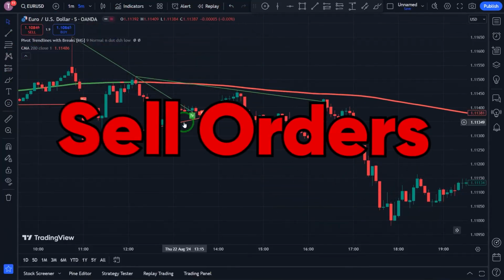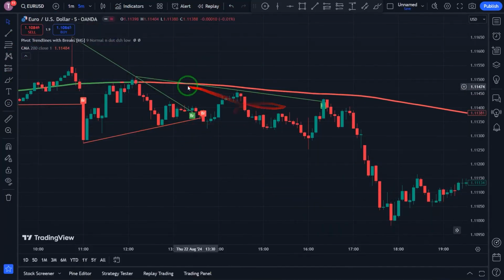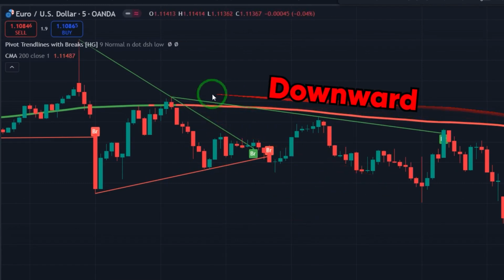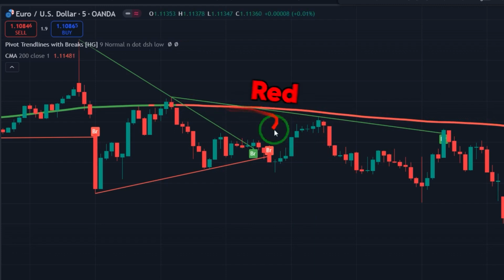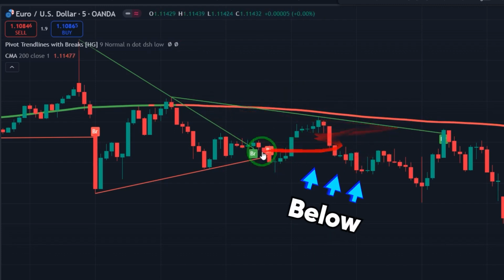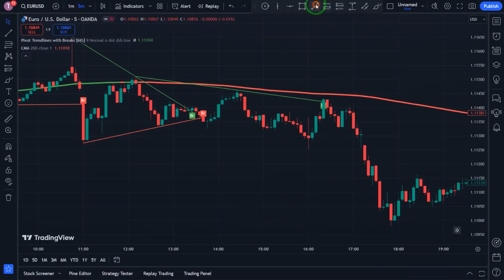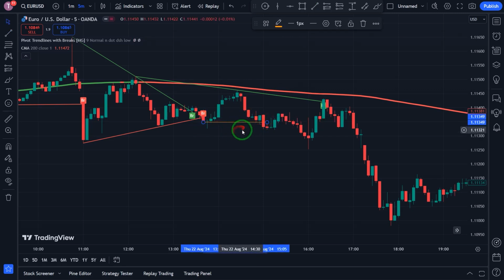For a sell order, we need to act opposite to the buy order. Initially, we need to ensure that we are in a downward trend, meaning the CMA indicator should be red and the price candles should be below it. After that, we need to look for an upward trend line at this point. Now we should wait for this trend line to be broken downwards and for this indicator to create a sell signal for us. Here we see that both of our conditions are met, and we can consider this point as an appropriate entry point for our sell trade.